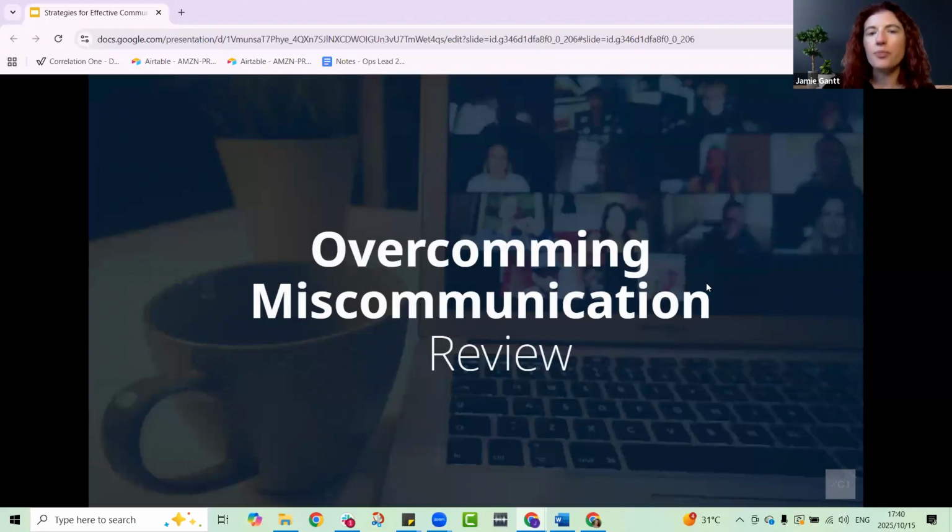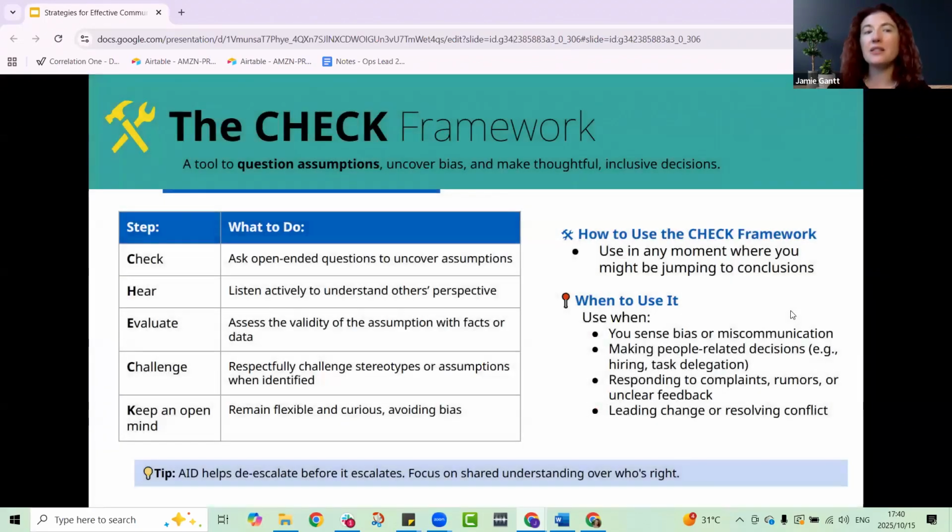All right. So miscommunication. This happens a lot. A great way to make sure that we're avoiding miscommunication is the check framework. So we want to make sure that we go through the check here: check, evaluate, challenge, and keep an open mind. Keep an open mind is a big one on this one. So this is really great for any moment where you might be jumping to conclusions. We might not always recognize that we're jumping to conclusions. If you notice that there might be some bias between people, or there's some misunderstanding happening, people are taking away something that you didn't intend, this is a great opportunity.